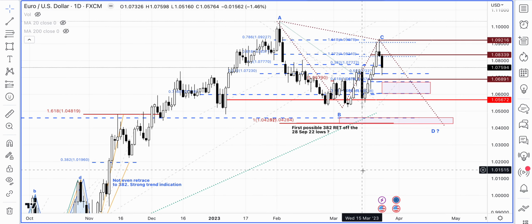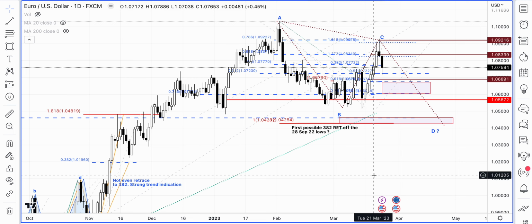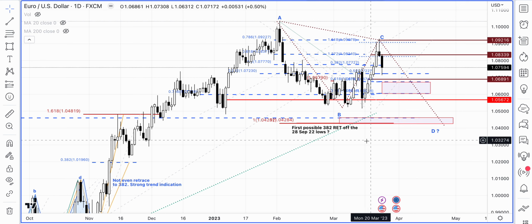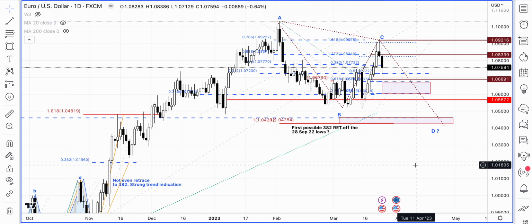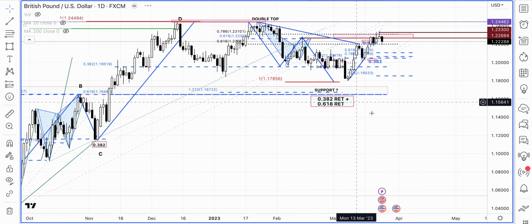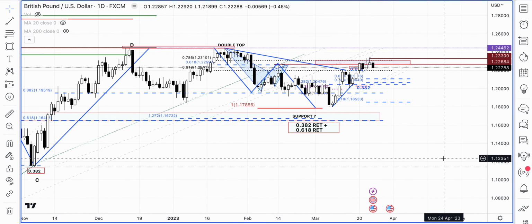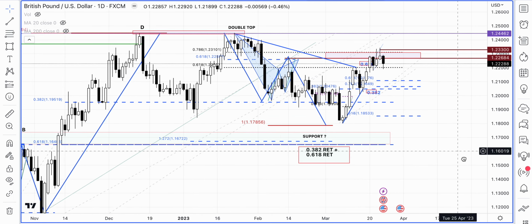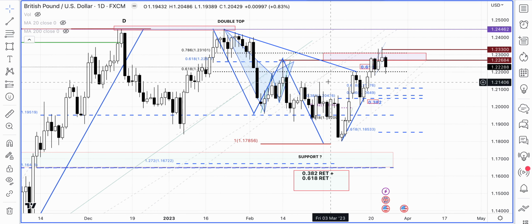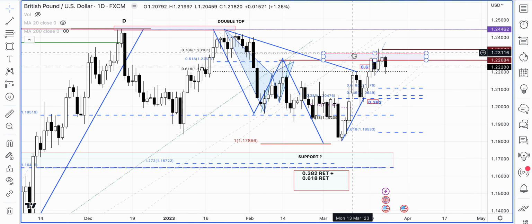Perhaps some weakness to come in as the dollar gets stronger, and it could actually get down to this region which we have mentioned here. Now let's take a look at GBPUSD. So guys, here we go. As we had mentioned in the previous video, we were looking for the price to get into this shaded region, and that was the 78.6% Fibonacci retracement.